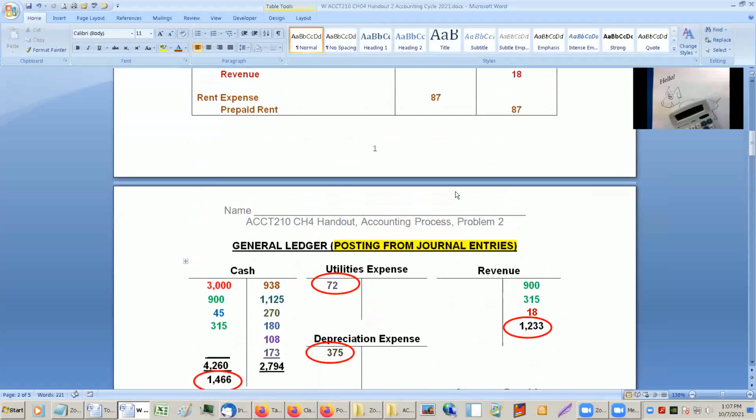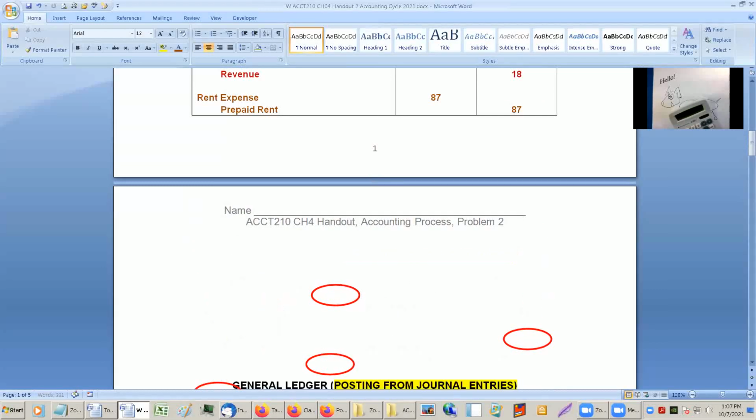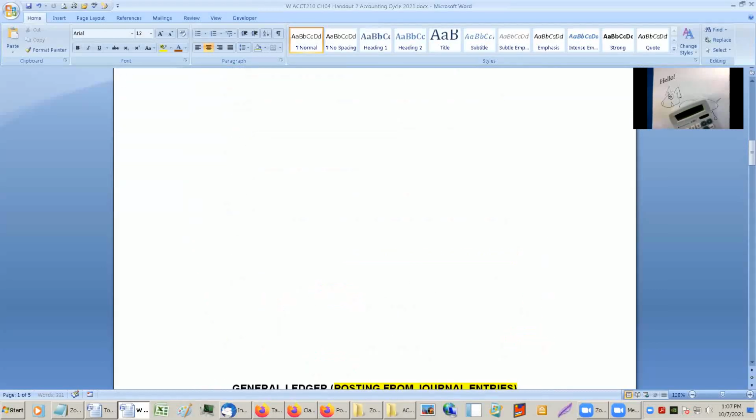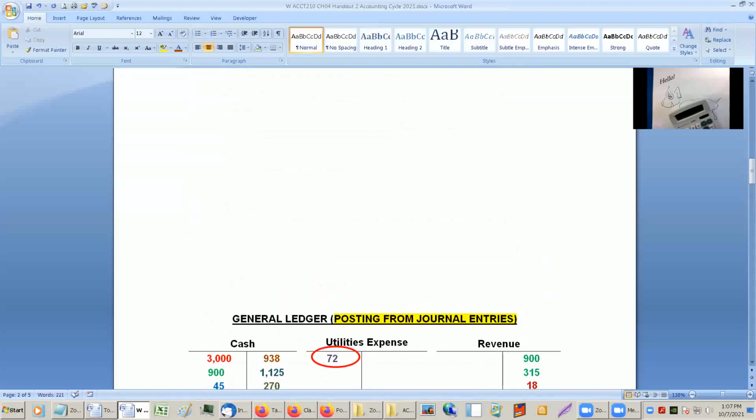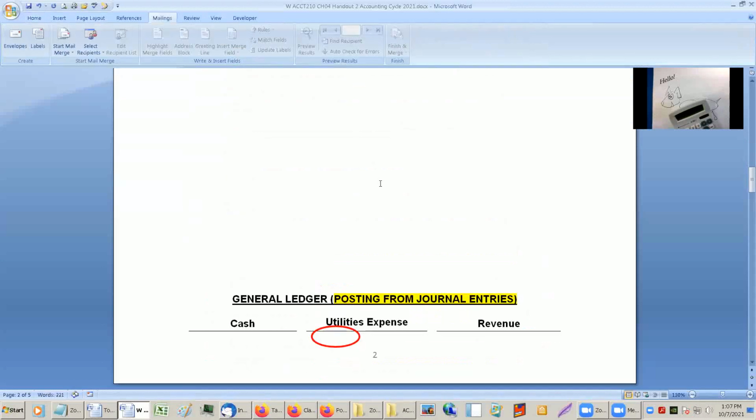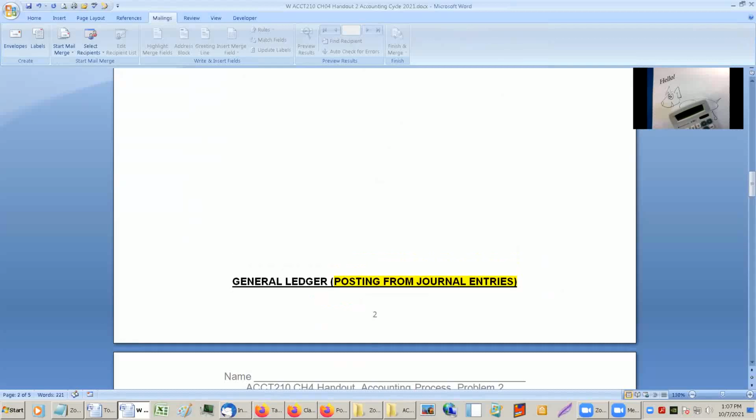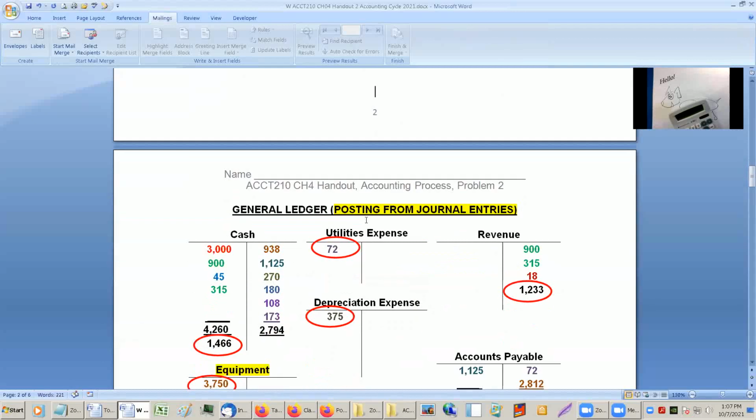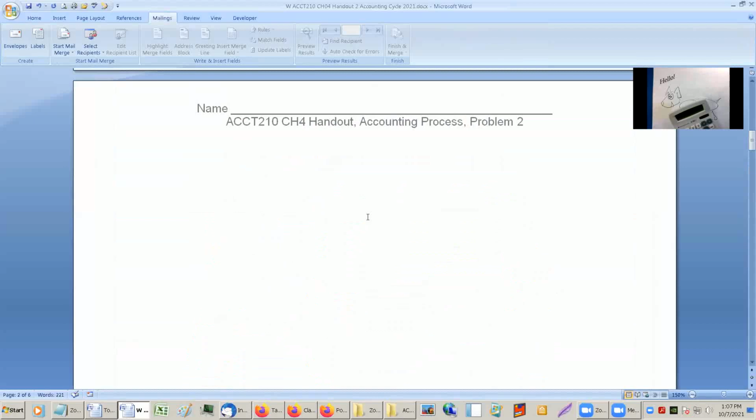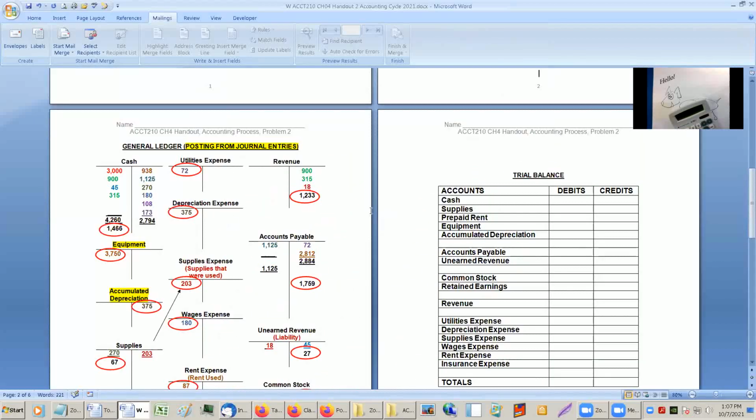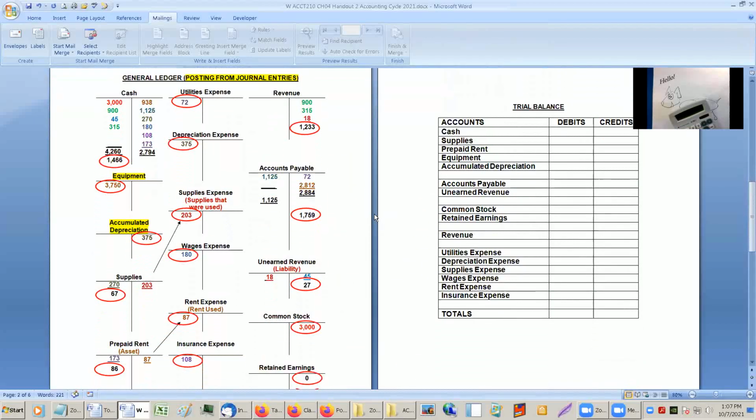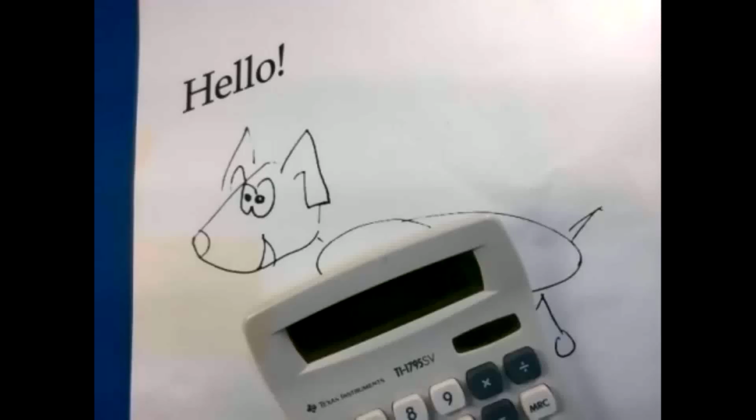Okay, well, let's go ahead and do the trial balance. So now we know the balances in each of these accounts. But we want to make sure that we didn't do anything crazy. Oops, like I just did. Okay. So what we're going to do is put all these into the trial balance. Now, that's not me, that's a dog with a calculator sitting on top of it.